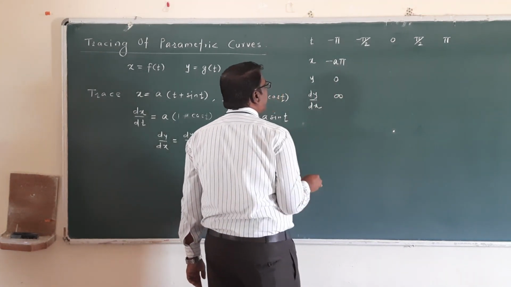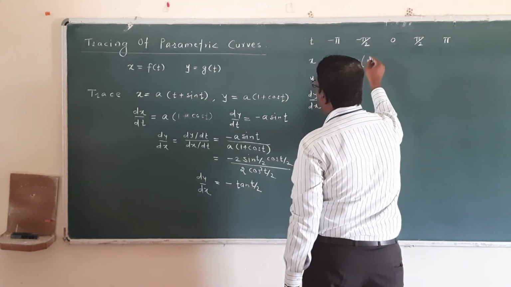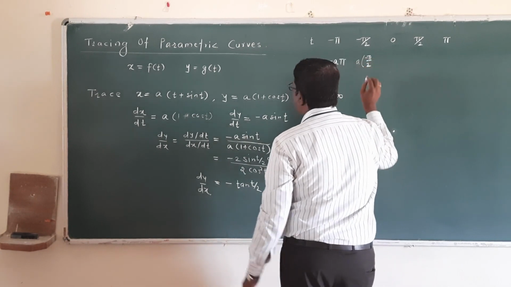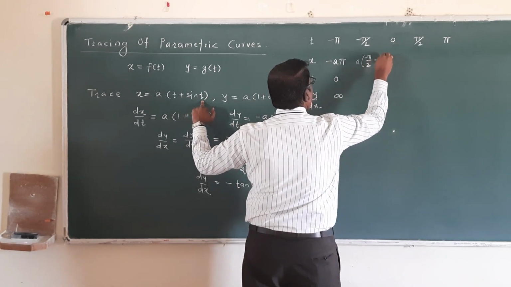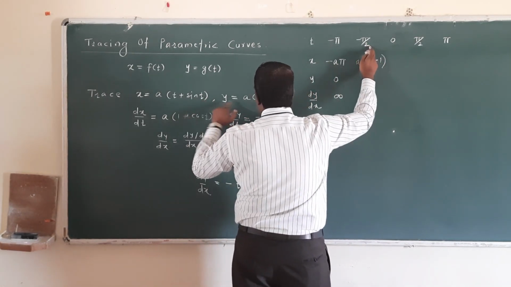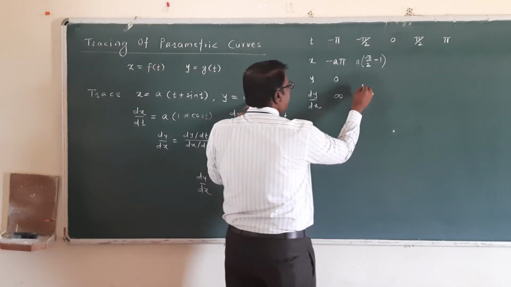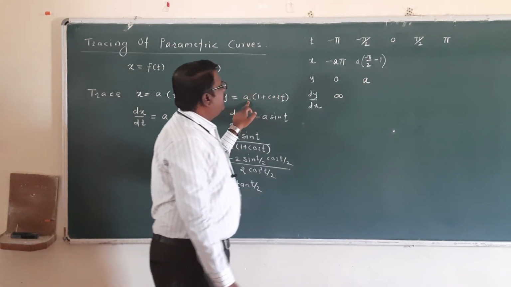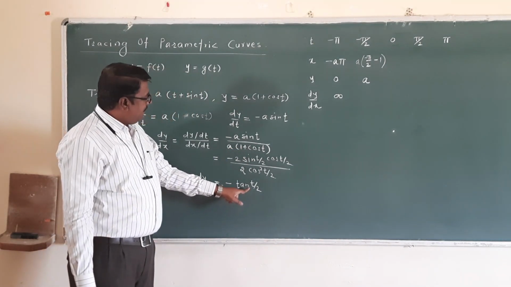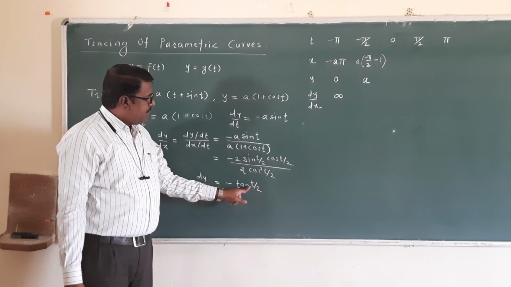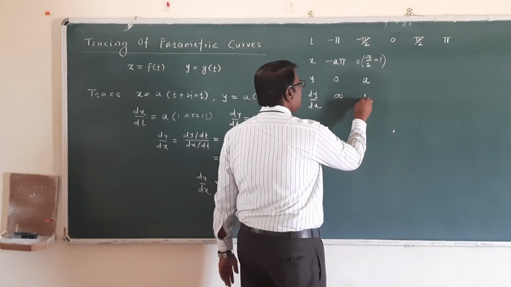When t is minus pi by 2, what is x? A into minus pi by 2 plus sin of minus pi by 2, which is minus sin pi by 2, so that is minus 1. When t is minus pi by 2, what is y? Cos of minus pi by 2 is 0, so y is a. And when t is minus pi by 2, the value of dy by dx is minus tan of minus pi by 4, with the minus taken outside it is plus tan pi by 4, so dy by dx is 1.